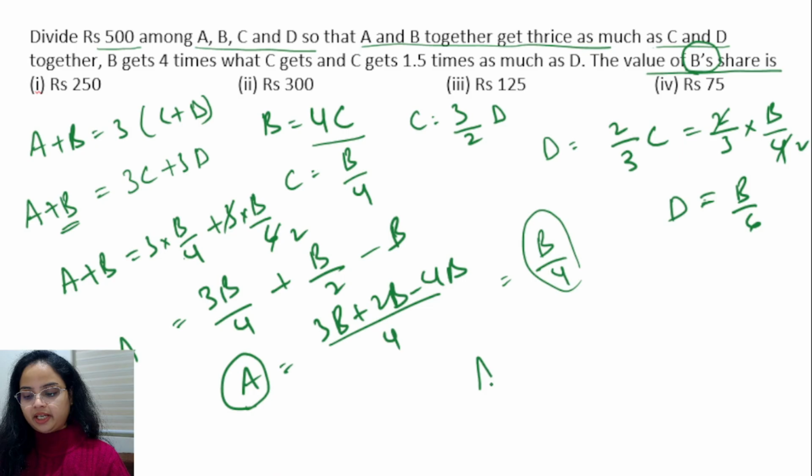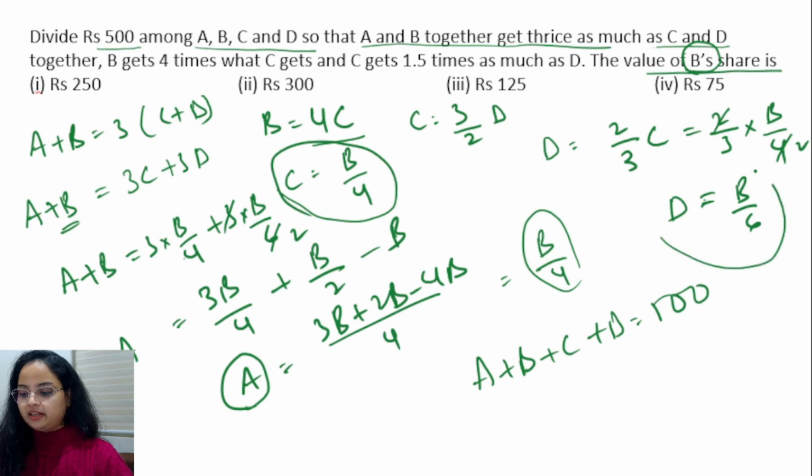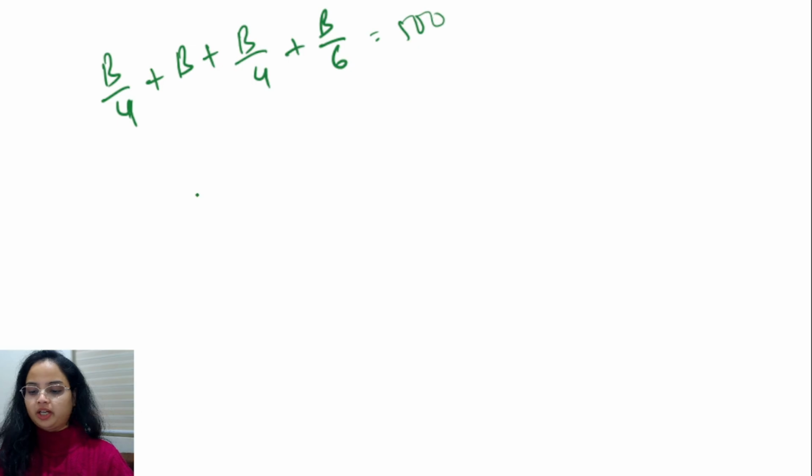Okay. So here A plus B plus C plus D is equal to 500. A value is B by 4. Okay. B by 4 plus B plus C value is what? In terms of B, C is equal to B by 4 and D is equal to B by 6. This is equal to 500.